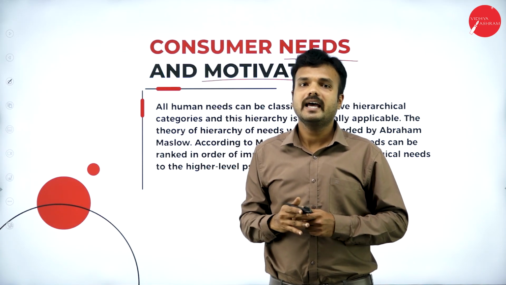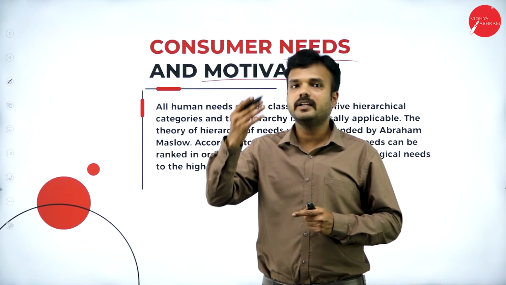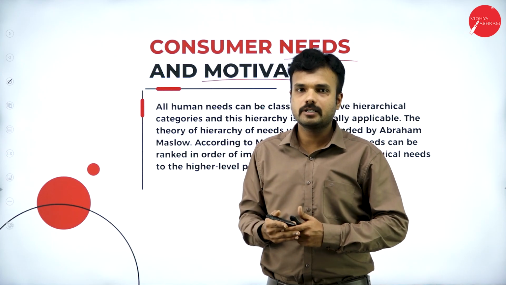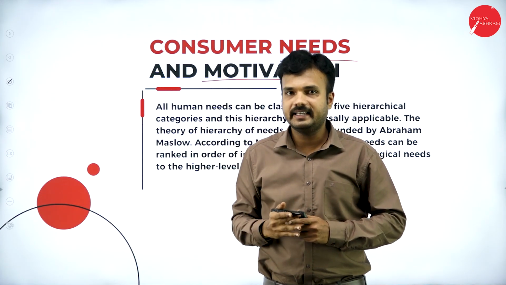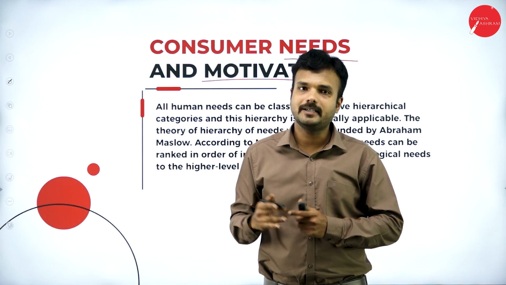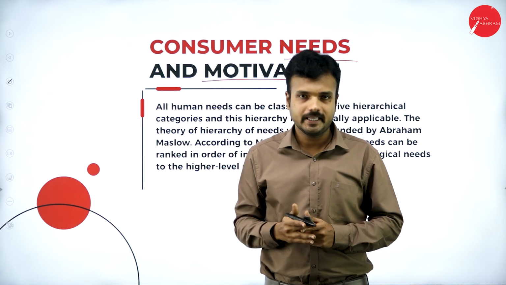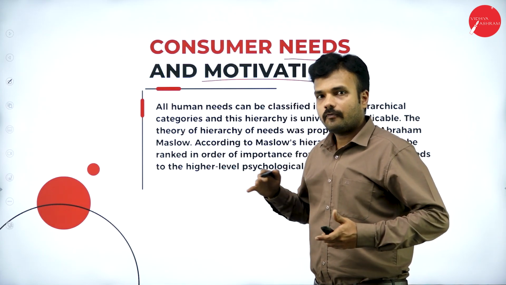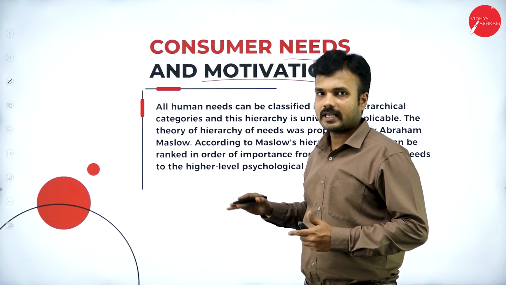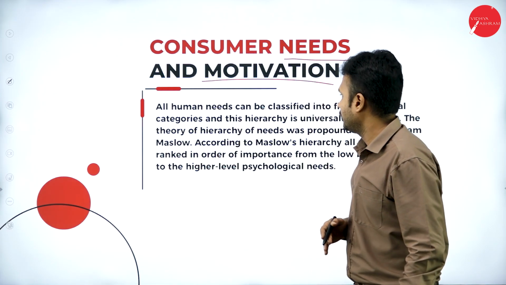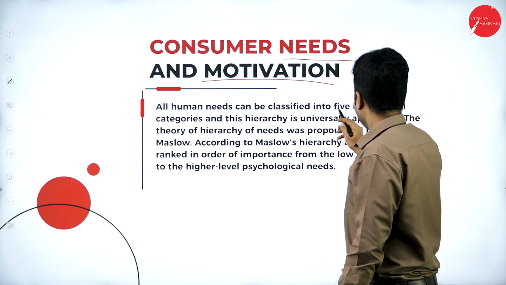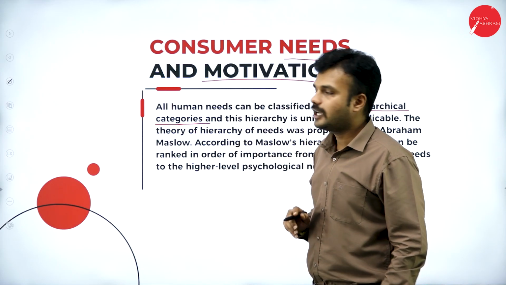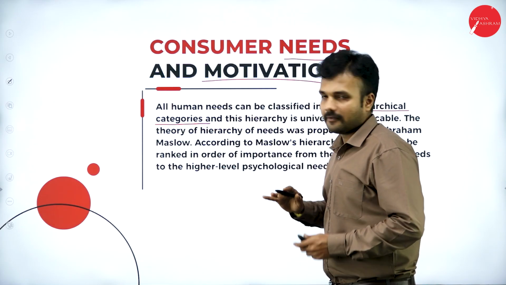When it comes to the needs of a consumer, there are various kinds of need. So to know about the needs of an individual, we are going with the hierarchy of need theory that is given by Maslow. It is also known as Maslow's hierarchy of need theory. In Maslow's hierarchy of need theory, we are going with the 5 different phases that we are going to study further. All the human needs can be classified into 5 hierarchical categories. So according to Maslow's hierarchy of need theory, all human needs are classified into 5 categories.